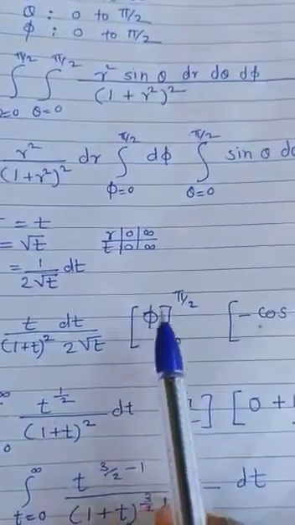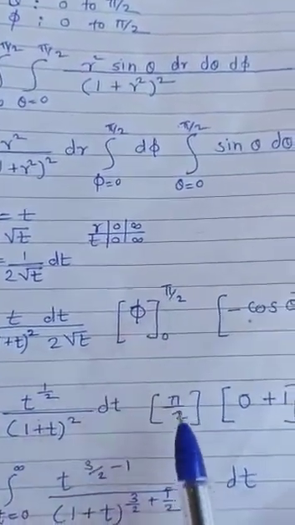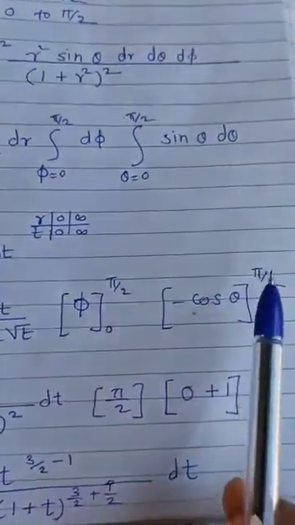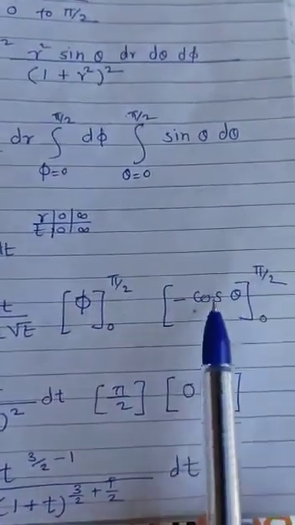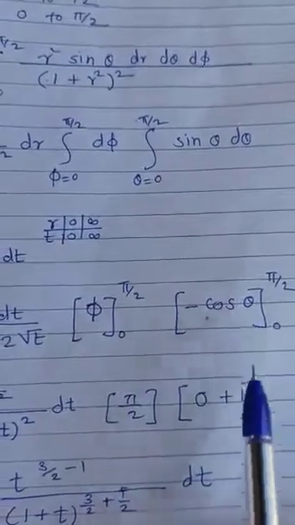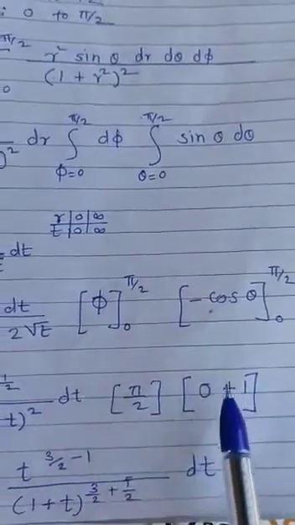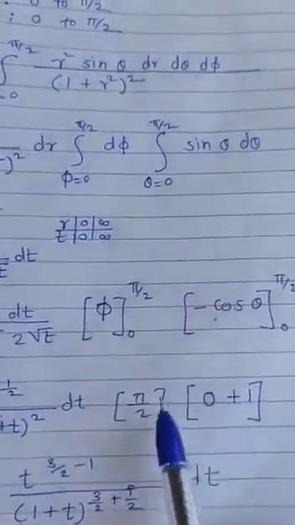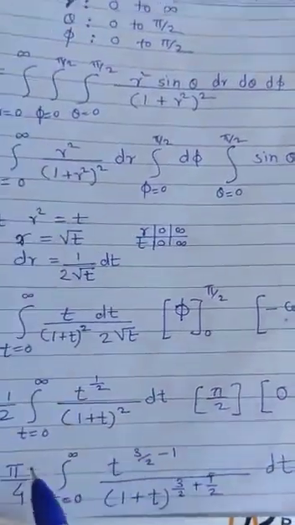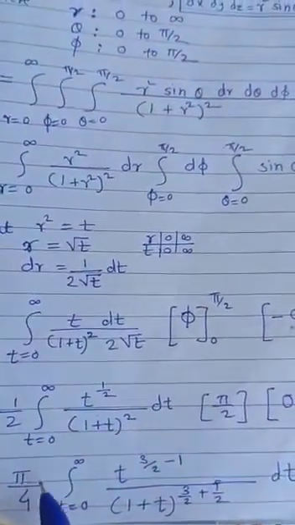The answer for this integration is upper limit minus lower limit, so it is pi by 2. After putting the upper limit minus lower limit, cos of pi by 2 is 0 and cos of 0 is 1. So minus minus plus sign is here. So the answer for these two integrations is pi by 2, and with this 1 by 2, we get pi by 4.